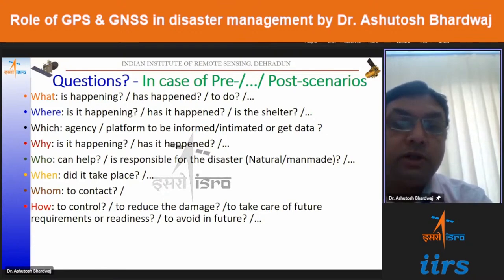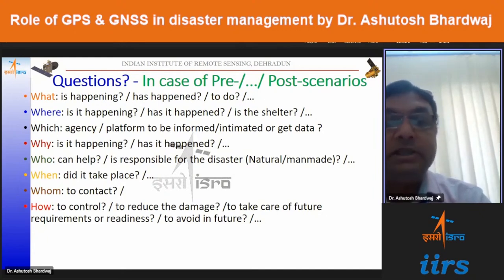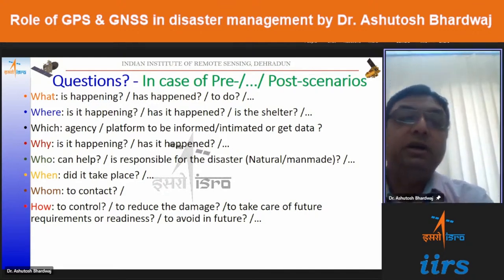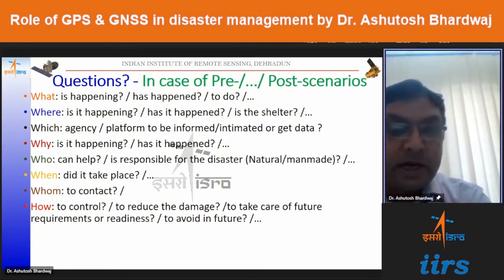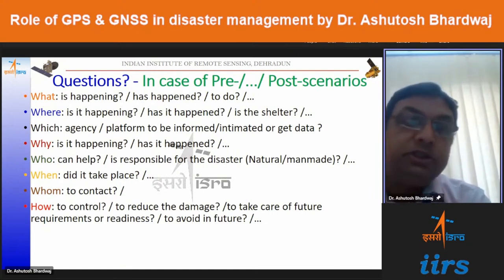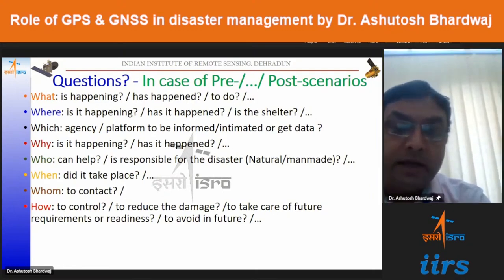So how we have to control the data, whom we have to contact, who has to be intimated, from where we have to get the data, what is happening, where it is happening, what is the status of that, how fast we can reach the site. All that requires knowledge about the place, and the best way to act fast is to have geospatial data. So again, the position comes into priority.